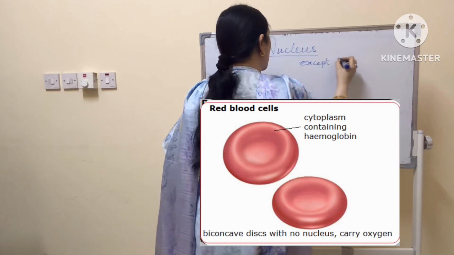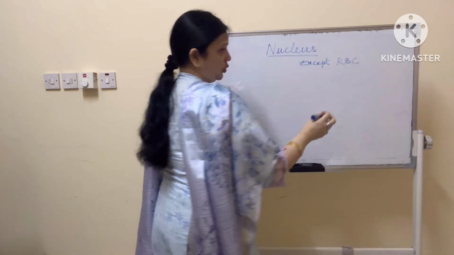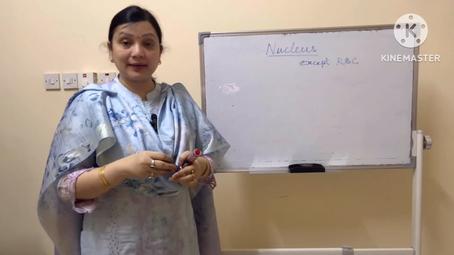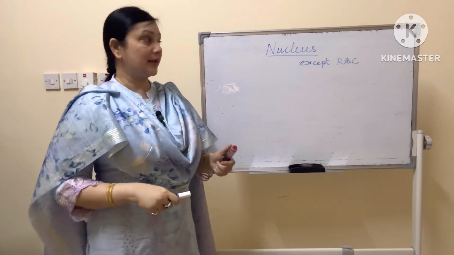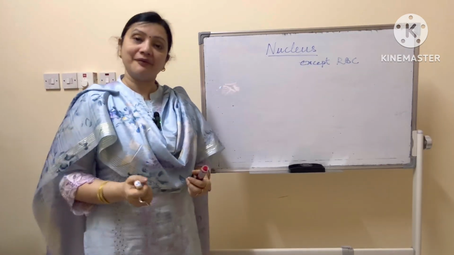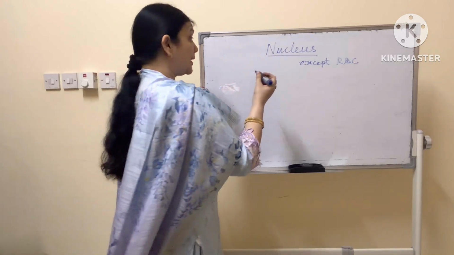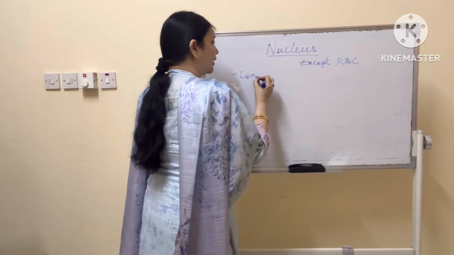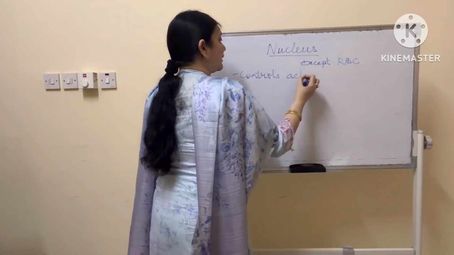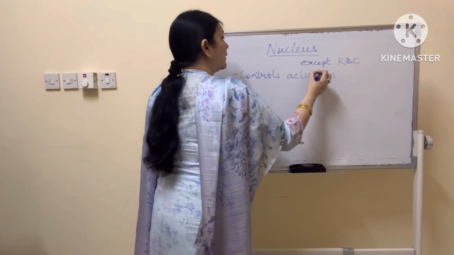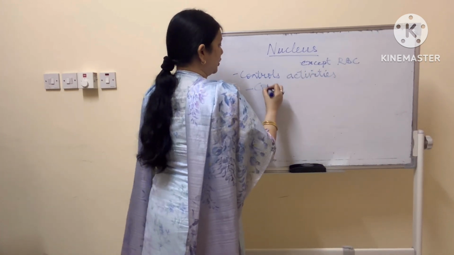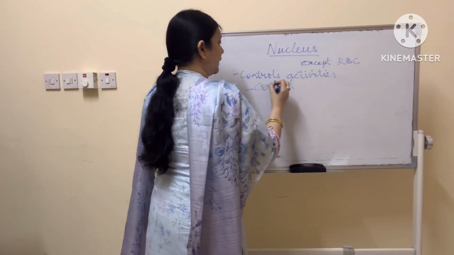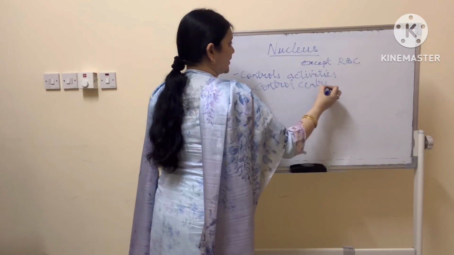Red blood cells do not have a nucleus. The red blood cells in our body have no nucleus, otherwise all the cells have a nucleus. The nucleus controls all activities of the cell. That is why it is called the control center of the cell, or the brain of the cell.